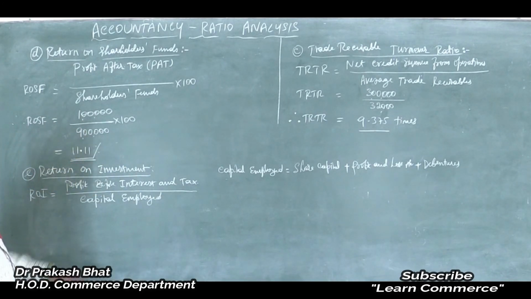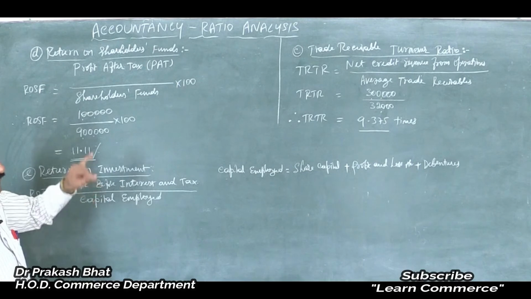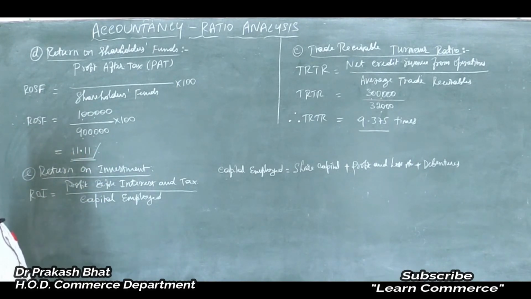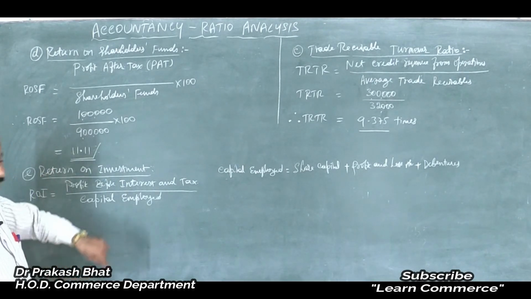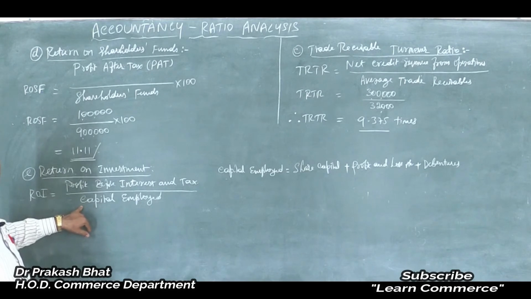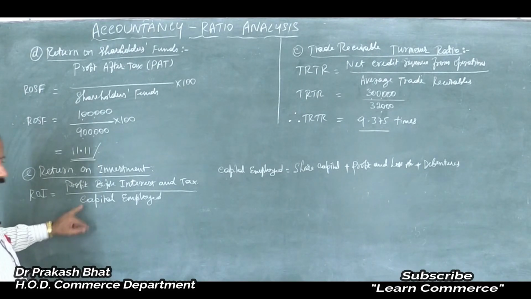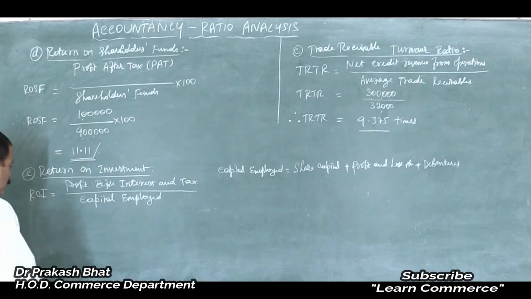So remember friends, here you have to take shareholders funds and long term borrowings only, not current liabilities. So don't take current liabilities here. That is capital employed, or net assets, we can say. Now let us move on.